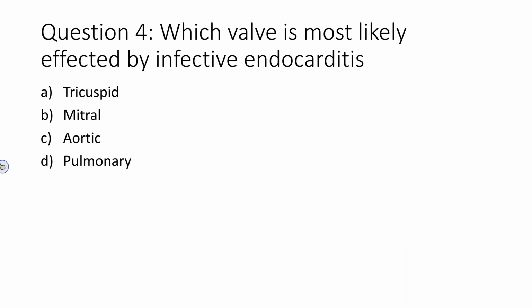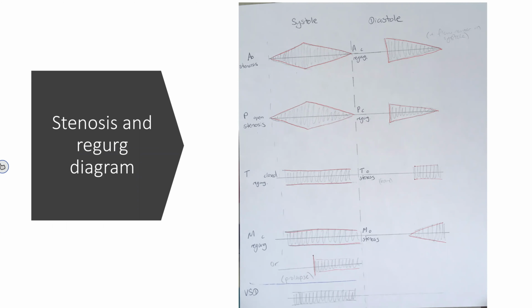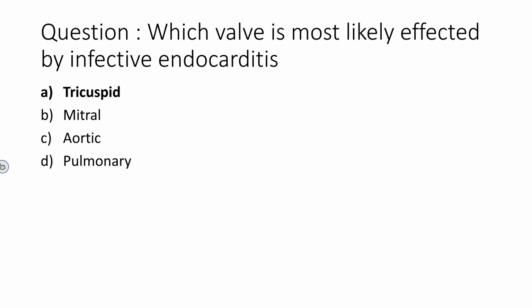Next question: which valve is most likely affected by infective endocarditis? The answer is the tricuspid. Sorry, just with infective endocarditis, I know a few first years asked this question earlier. Could you explain why this is the case? I think it's because with endocarditis, you can get it from the blood, from say injecting IV drugs. So the blood first goes into the right side of the heart, and the tricuspid valve is the first valve that it encounters. Absolutely.